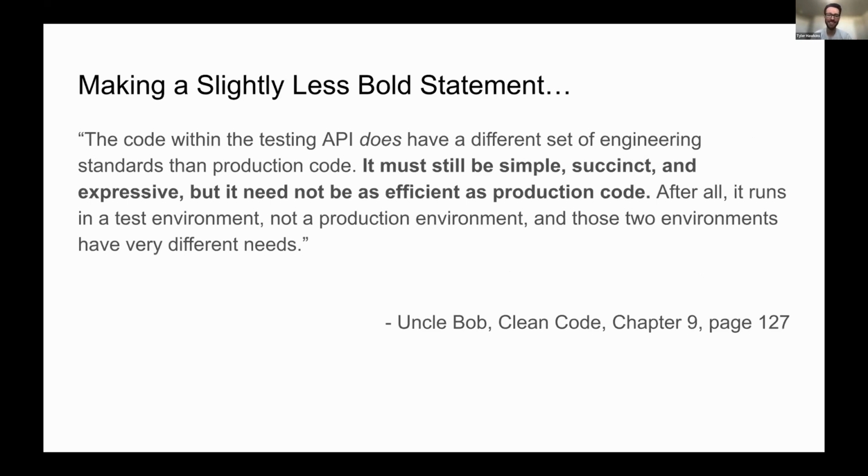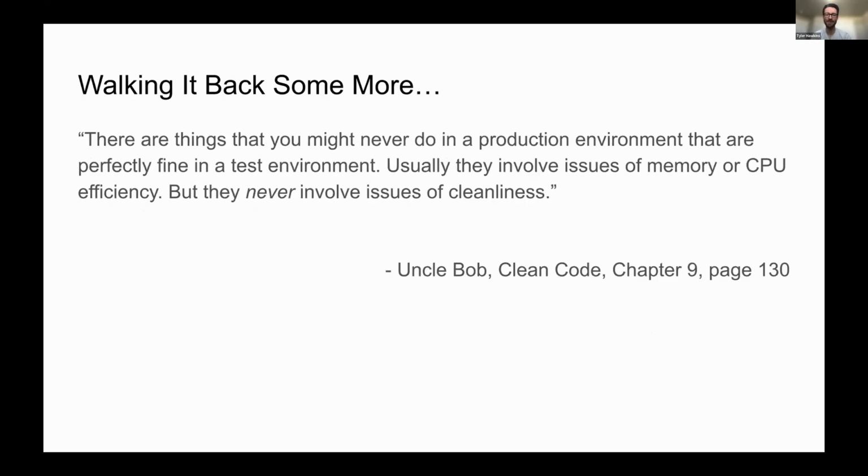As he goes throughout this chapter, he makes a slightly less bold statement. A few pages later, he says, the code within the testing API does have a different set of engineering standards than production code. It must be simple, succinct, and expressive, but it need not be as efficient as production code. After all, it runs in a test environment, not a production environment. And those two environments have very different needs. So he walks it back a little bit. He says, okay, test code is important. It's not a second-class citizen, but there is a different set of standards for test code versus production code.